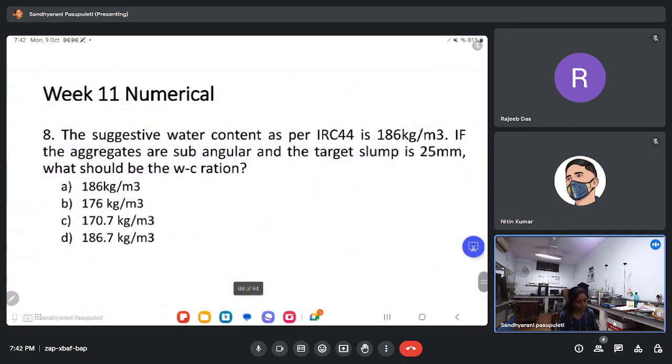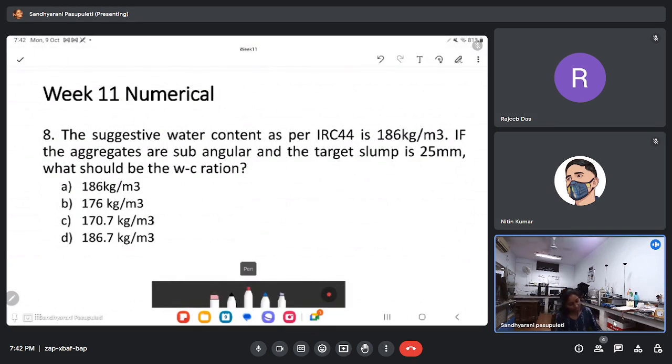The suggested water content as per IRC 44 is 186. If the aggregates are subangular and the target slump is 25, what should be the water content? They have given that 186 is the water content according to the table. We know that the table is applicable only for 50 mm slump, and also only for angular aggregates. So if the aggregates are subangular, we have to reduce the water content by 10 kg. Then it will be 176 kg per meter cube.